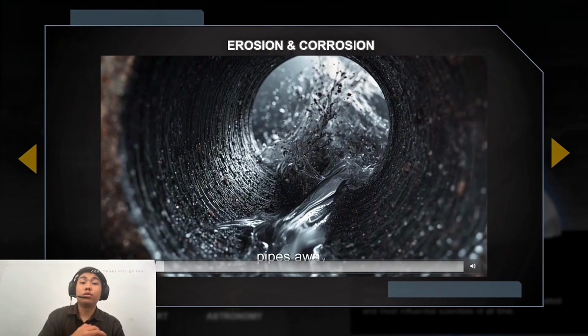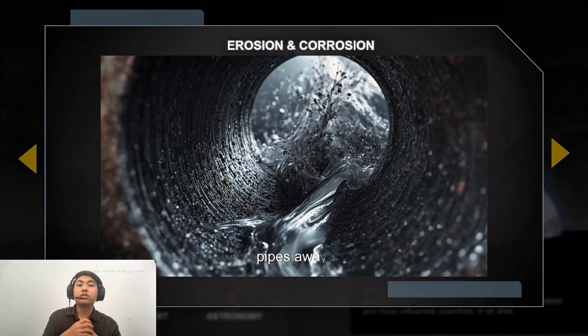In this part of the video, we can see sand particles flowing inside the pipe at high speeds. These particles hit the pipe wall repeatedly and remove the protective layer.